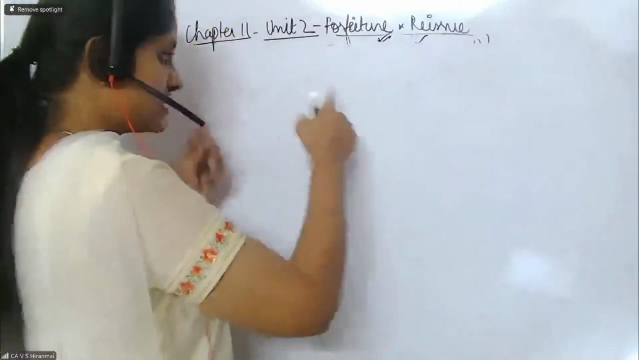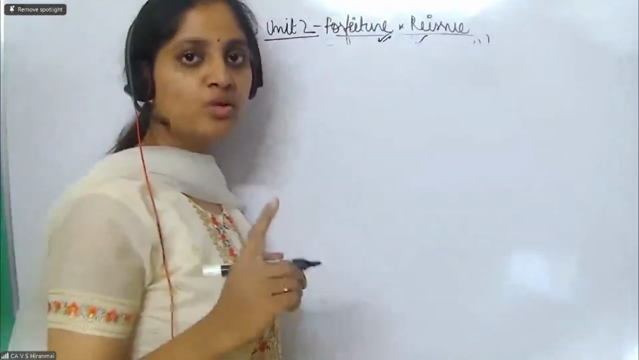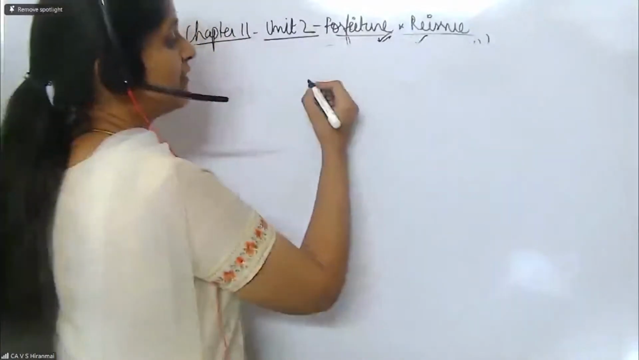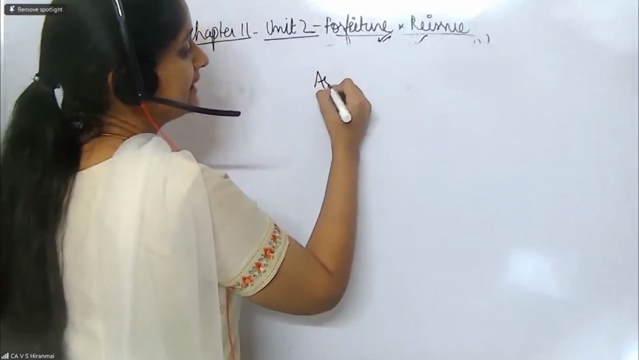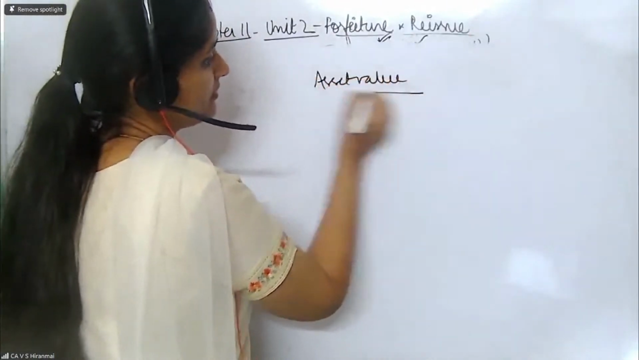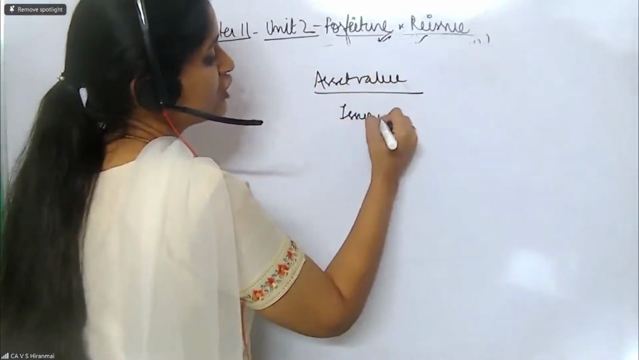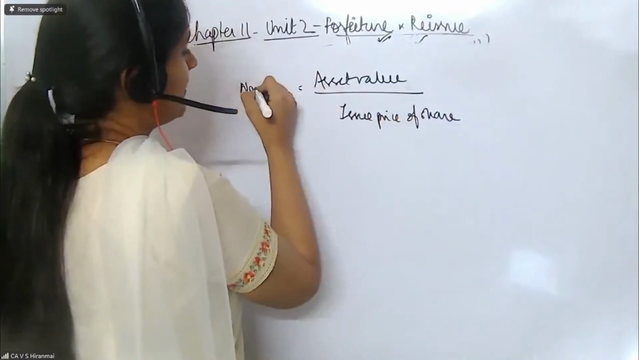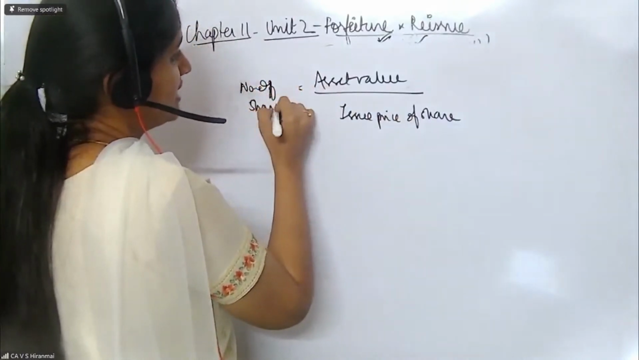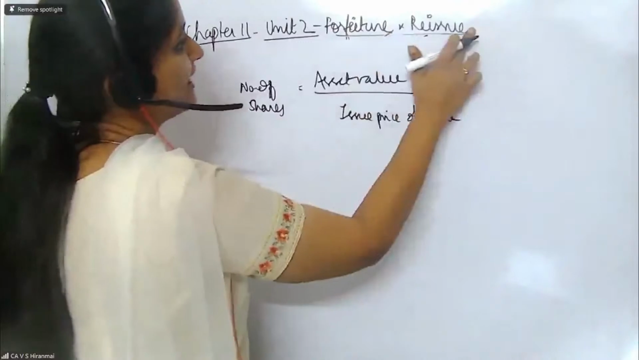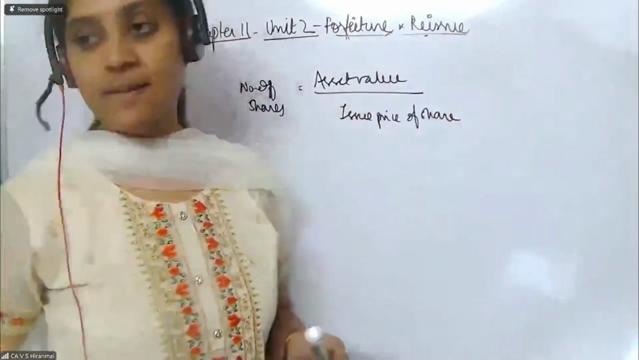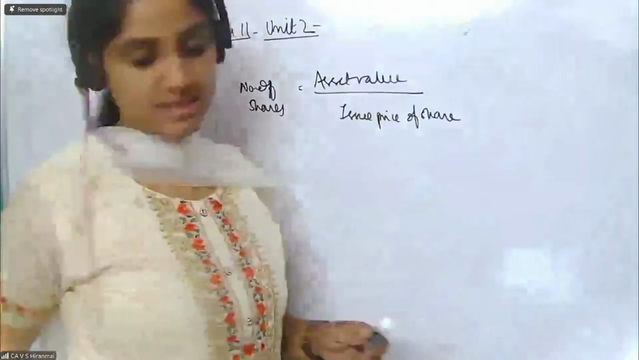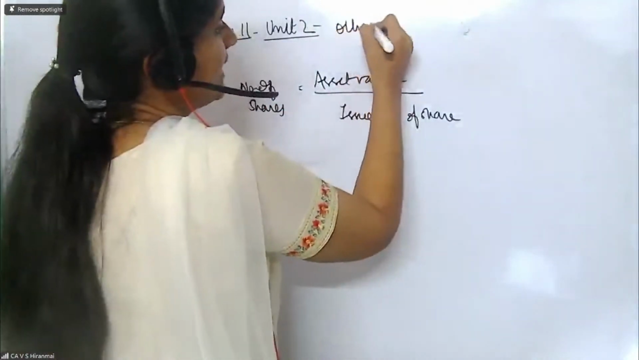So, my dear students, this concept will also be coming here when we are going to see issue of debentures. Okay. So, the main thing you have to see is what is the asset value divided by what is the issue price of the share. That will be the number of shares. So in a case where the shares are issued for consideration other than cash, the maximum thing that can come to you will be computation of the number of shares.